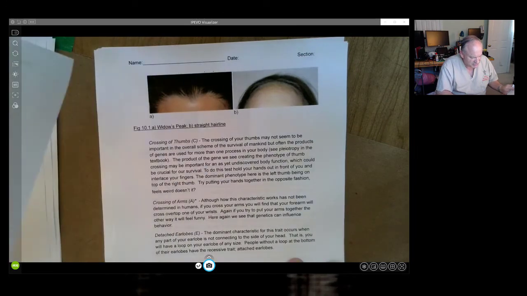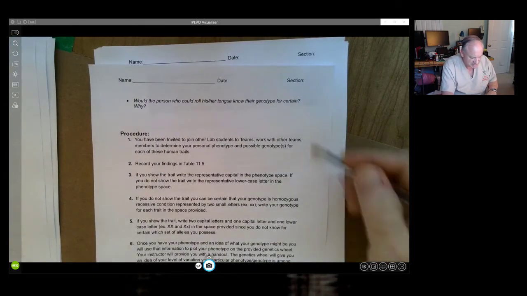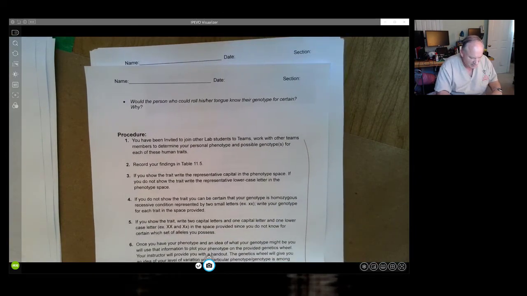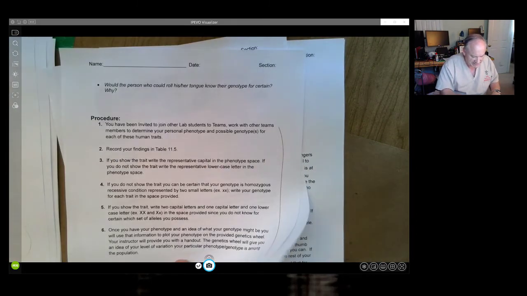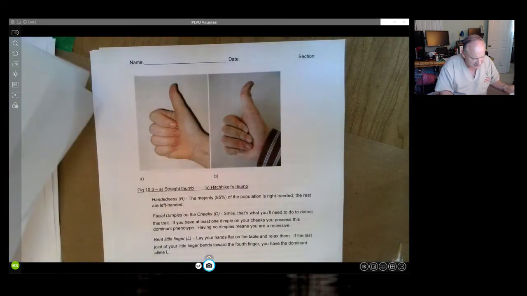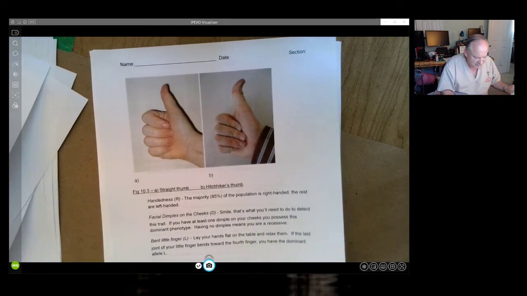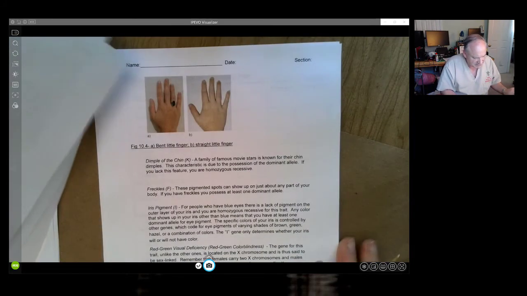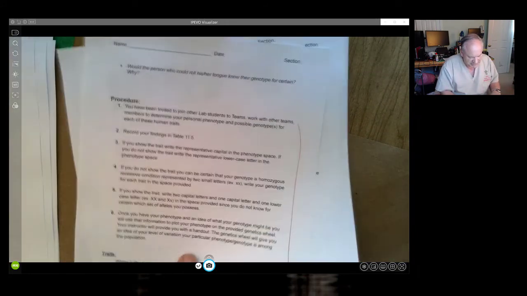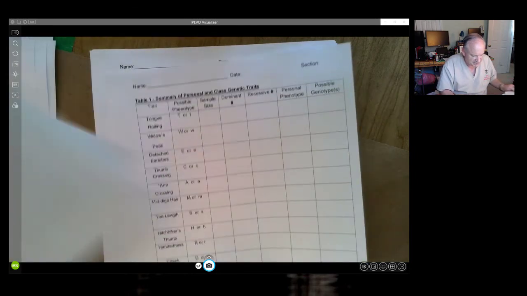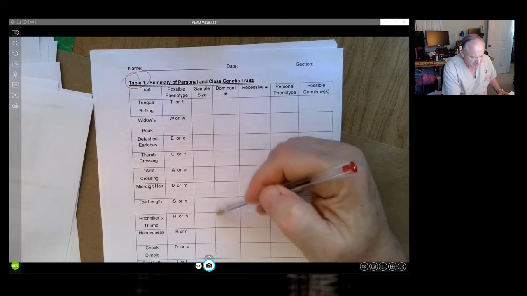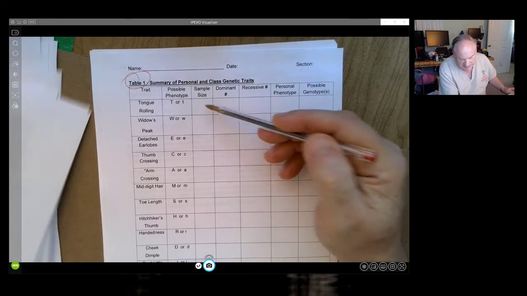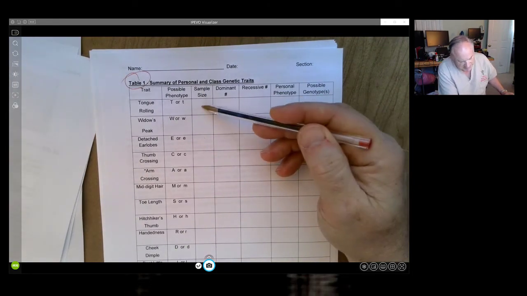So if you look and read through the instructions, they're written here, and you look at the traits, and you just, do you have attached or unattached? A lot of this can be done easily over the video, and the descriptions of the traits are there. Ultimately it comes down to this page here, on table 1, where you record the sample size. Is it just you, or did you get with someone else?